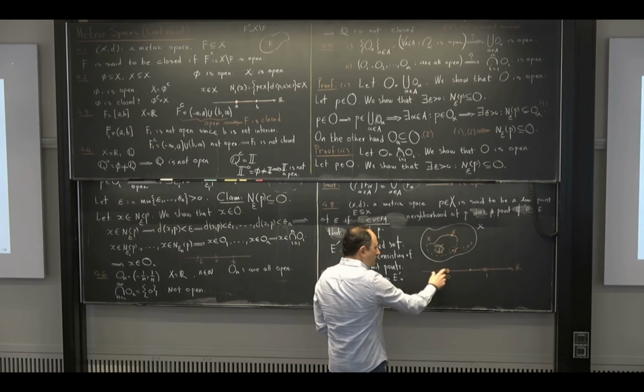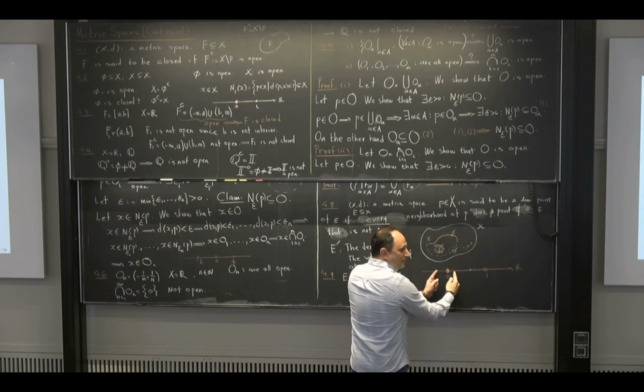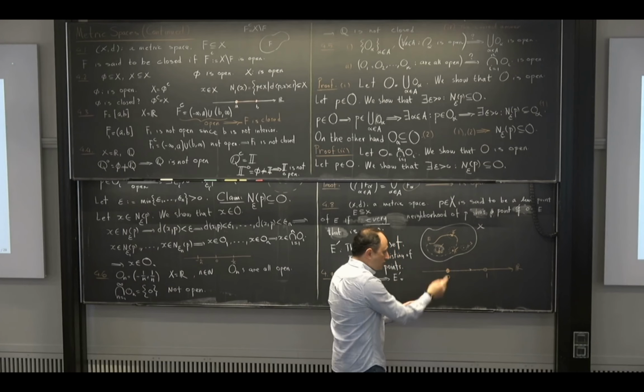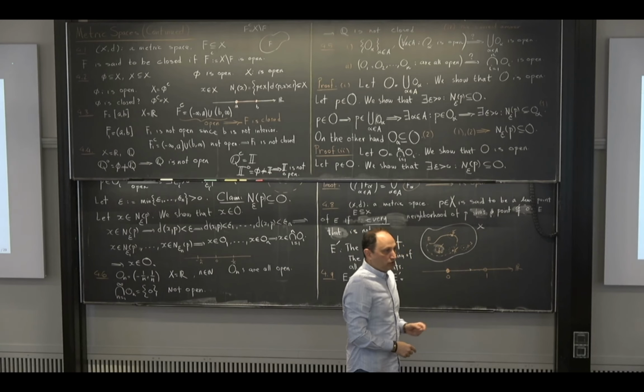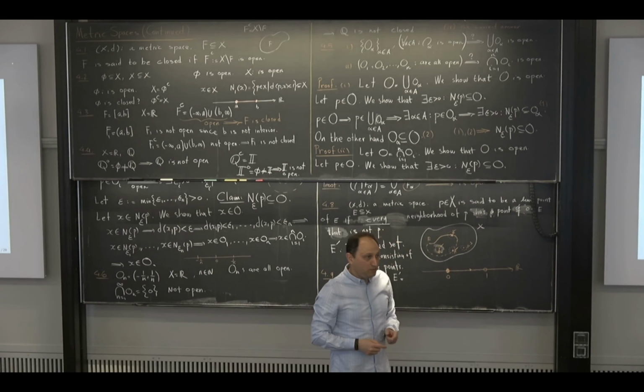Yes, because if I draw a neighborhood around that, no matter how small it is, it will contain elements from my set which is not 0. So 0 is a limit point. But 1, is it a limit point or not? It is not in my set, but is it a limit point?